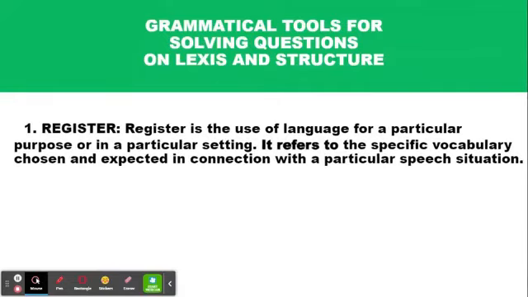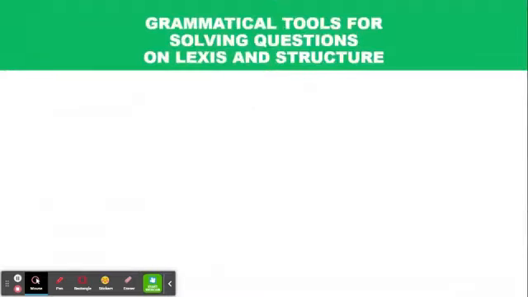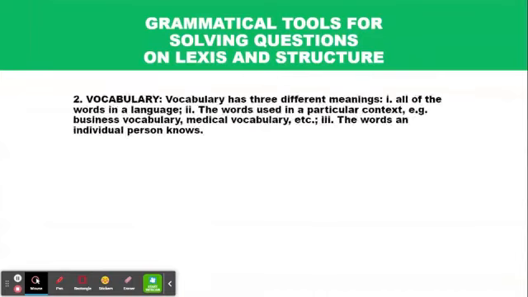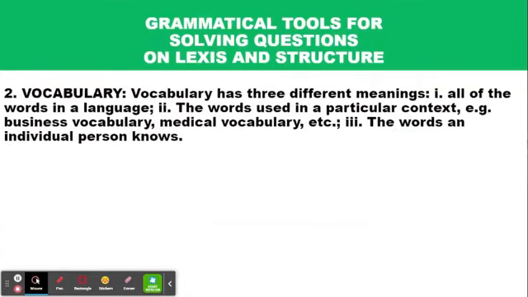The first is register. Register is the use of language for a particular purpose or in a particular setting. It refers to the specific vocabulary chosen and expected in connection with a particular speech situation. That's register. Now, related to register is vocabulary. Vocabulary has three different meanings.